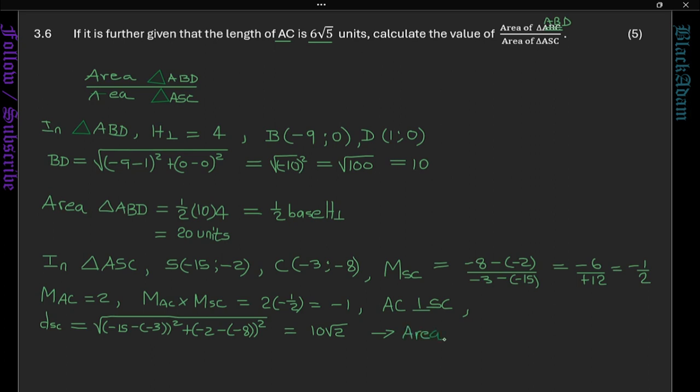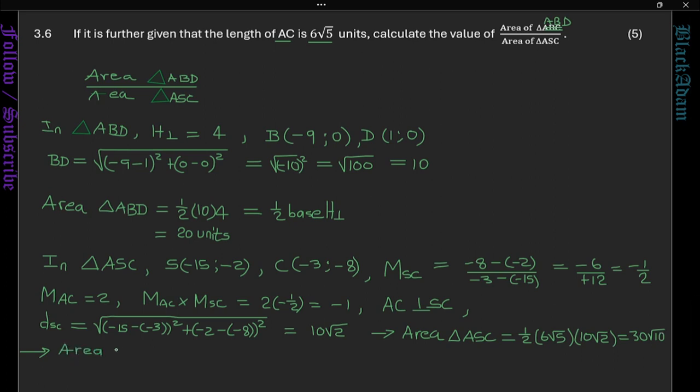Okay, so the area of triangle ASC is going to be half our base there. Our base is 6 root 5, which we were given, and then the other side there is going to be 10 root 2. So multiplying that gives us 30 root 2.